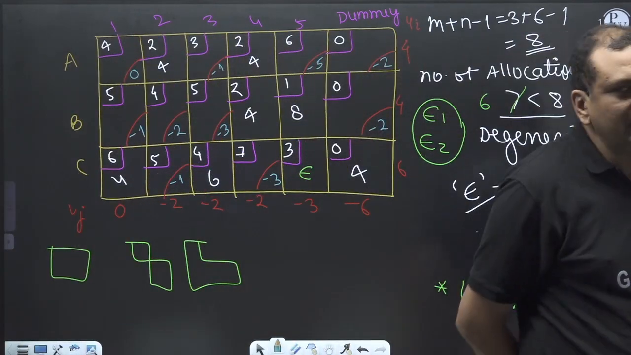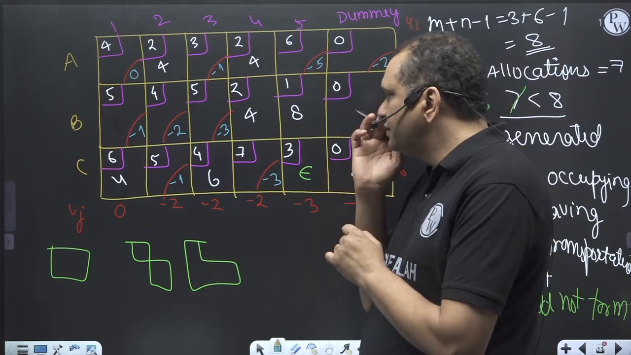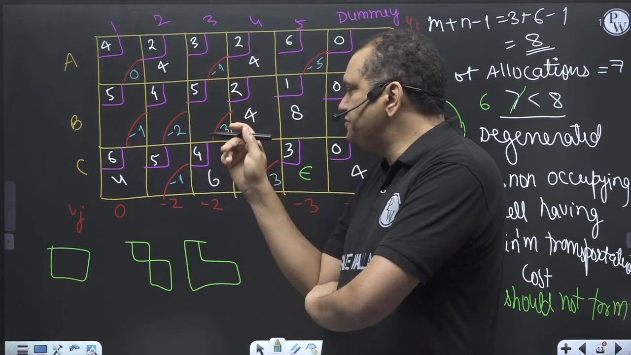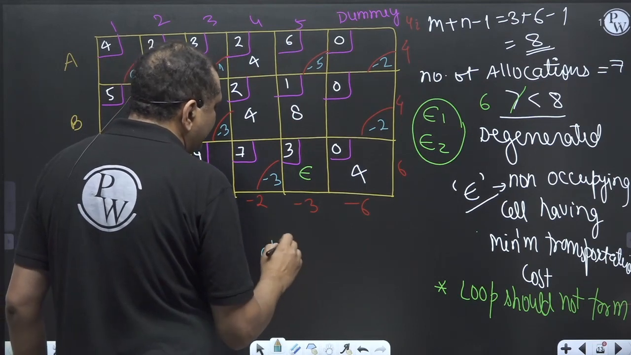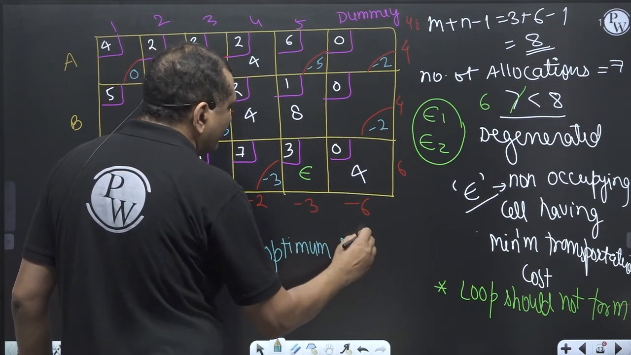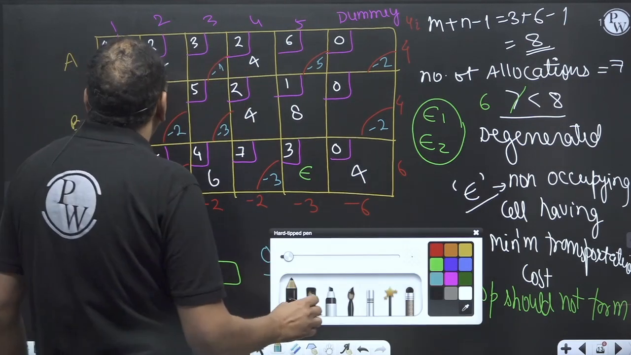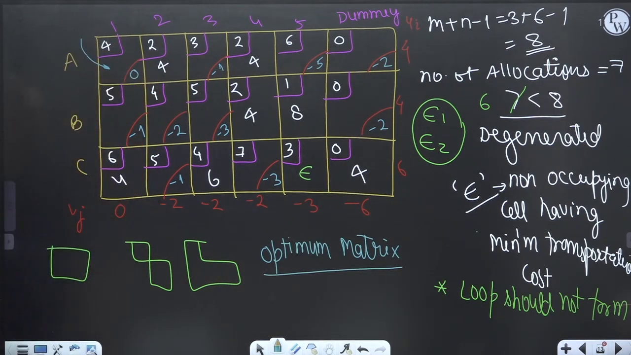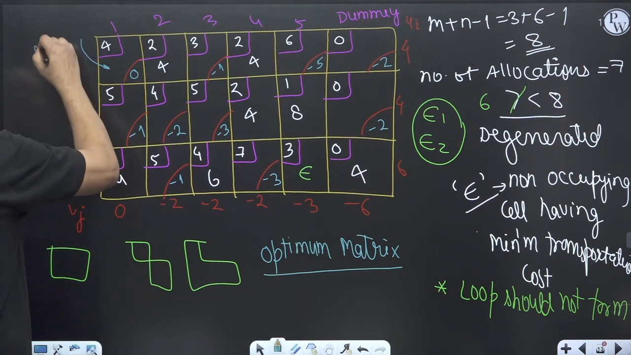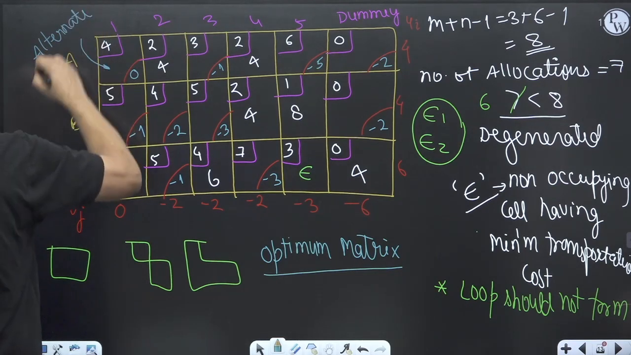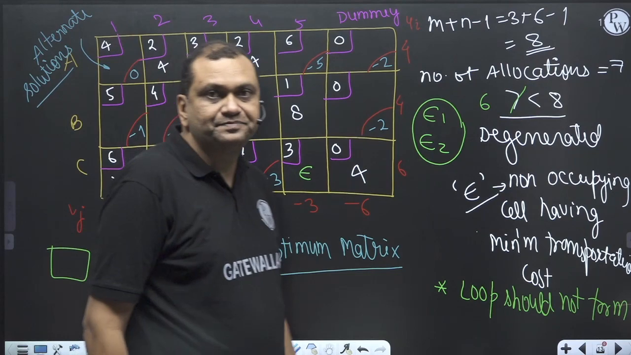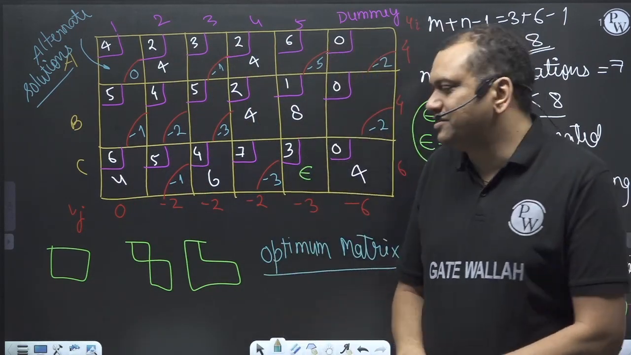So in the matrix we can see that no value is positive, so it's an optimum matrix. But what I can see, for a non-occupying cell, water value is 0. It means there are alternate solutions.